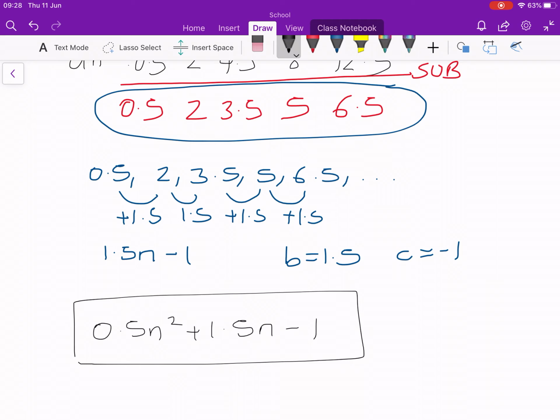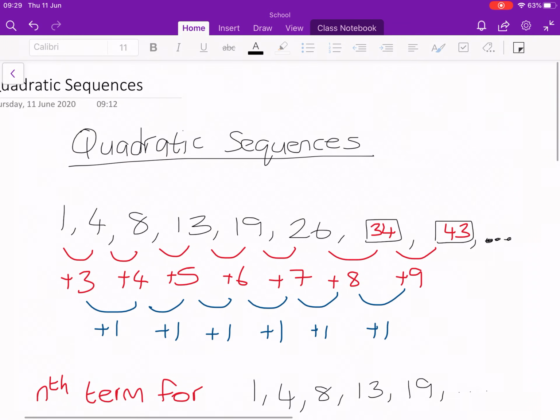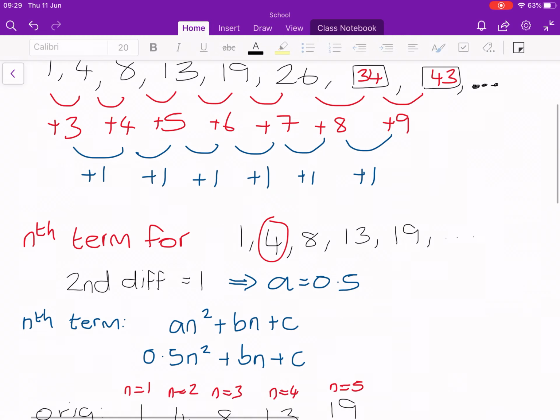So what you can do now is take that formula and put in any value of n just to check what you got. If we test n equals 2, you do 0.5 times 2 squared plus 1.5 times 2 minus 1. I'll work that out quickly. You should get 4. And if we scroll up here, we're looking for the second term of our original sequence, and you should see that that is 4.